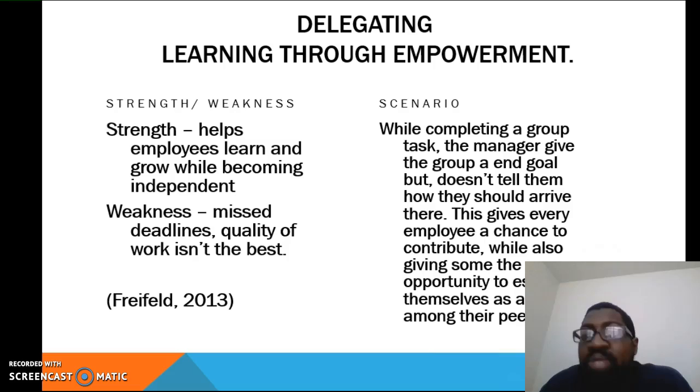While completing a group task, the manager usually gives the group an end goal, but doesn't tell them how they should arrive there. This gives every employee a chance to contribute while also giving some the opportunity to establish themselves as a leader among their peers. This empowers them to do so, and delegating management styles do this perfectly.